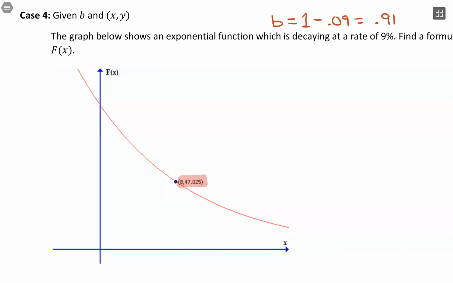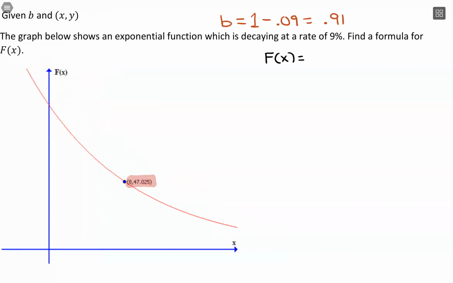So I'm going to start the structure of my function. So this is our function f of x equals, and we don't know a, times 0.91 with a variable or exponent of x. All right, so now what we're going to do is plug in the coordinate and solve for a. So I'm going to go 47.025 equals a times 0.91 to the power of 8. Again, where we could simplify 0.91 to the 8th power, I'm going to leave it just like that because I don't want to round anything yet.